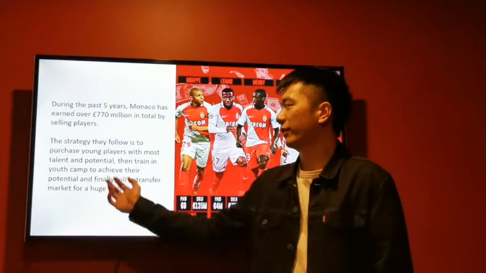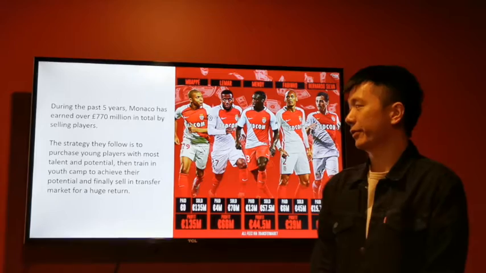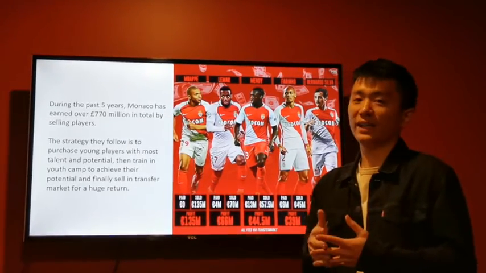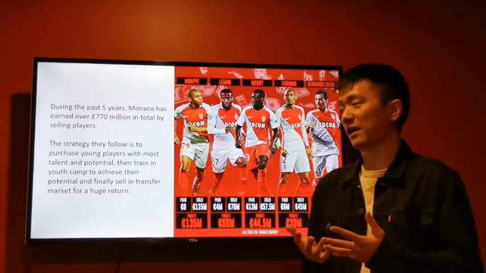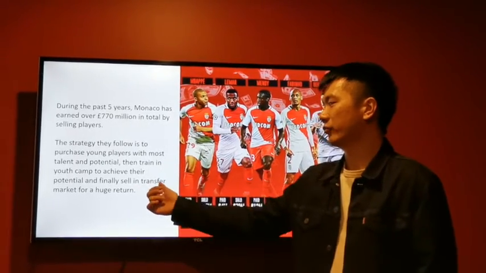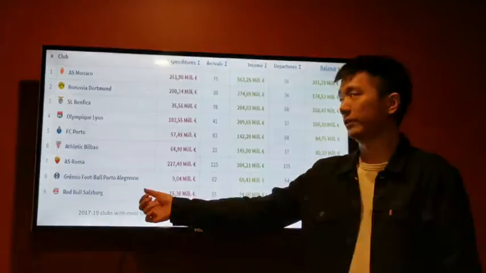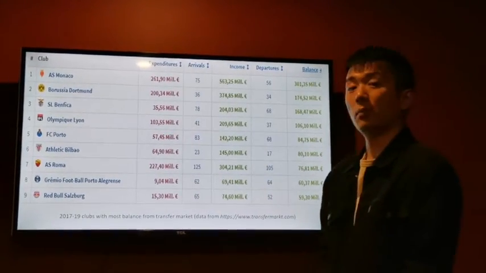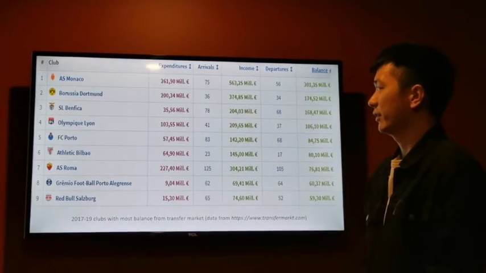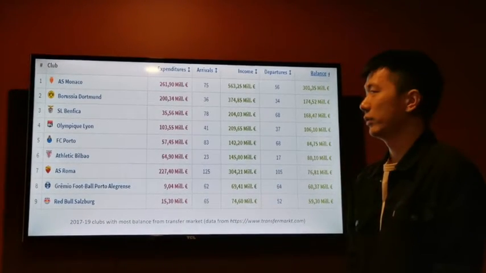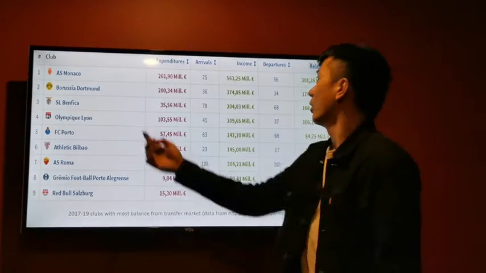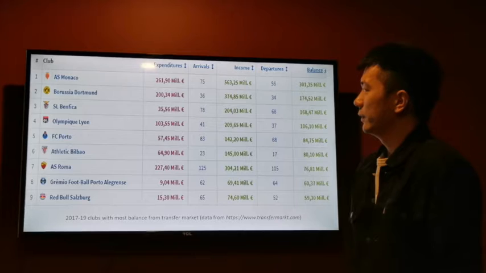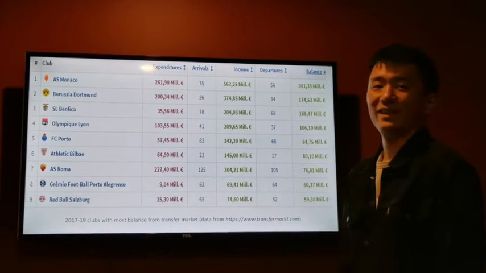The strategy they're following is to purchase young players with the most talent and potential. And after training them and improving their market value, they sell them in the transfer market and get a huge return. This is the table which shows the clubs with the most balance in transfer markets in the last 2 seasons. Although AS Monaco has the largest profits, we can see the competition is very intense.